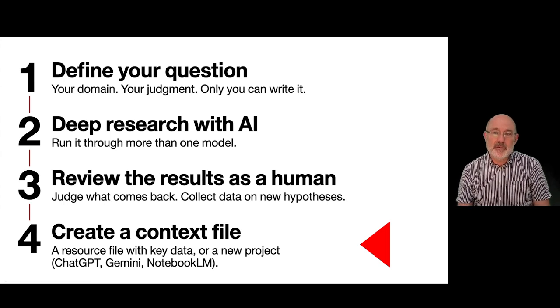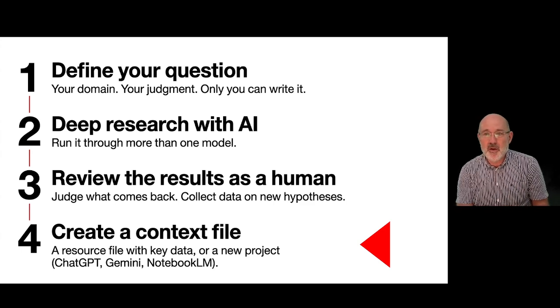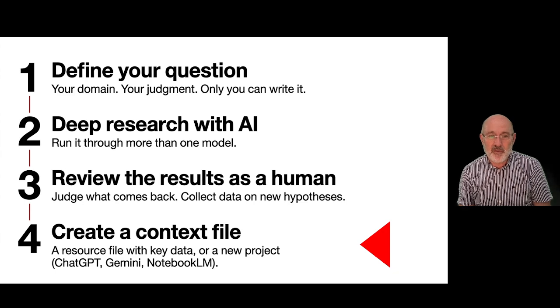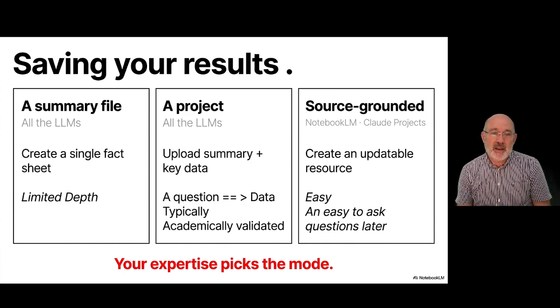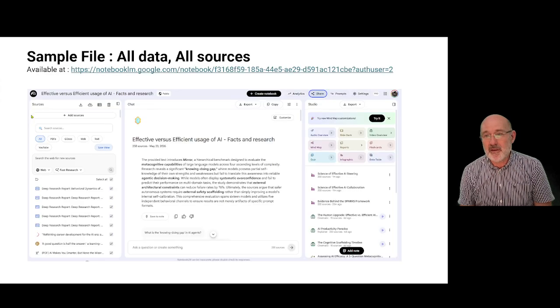Lastly is to do something with this. One place you can create a context file is in your brain. The more that you read, the more you know, the better you can evaluate things. What I like to do is also create a context file with key data that I put in ChatGPT, Gemini, or NotebookLM. Saving your results, you can do different things. You can create a summary file. That's available in all the LLMs. It's got limited depth. You can create a project, which is upload your summary plus the key data, key citations, key articles, or you can do something which is source grounded and you create an updatable resource. It's easy and it's easy to ask questions after.